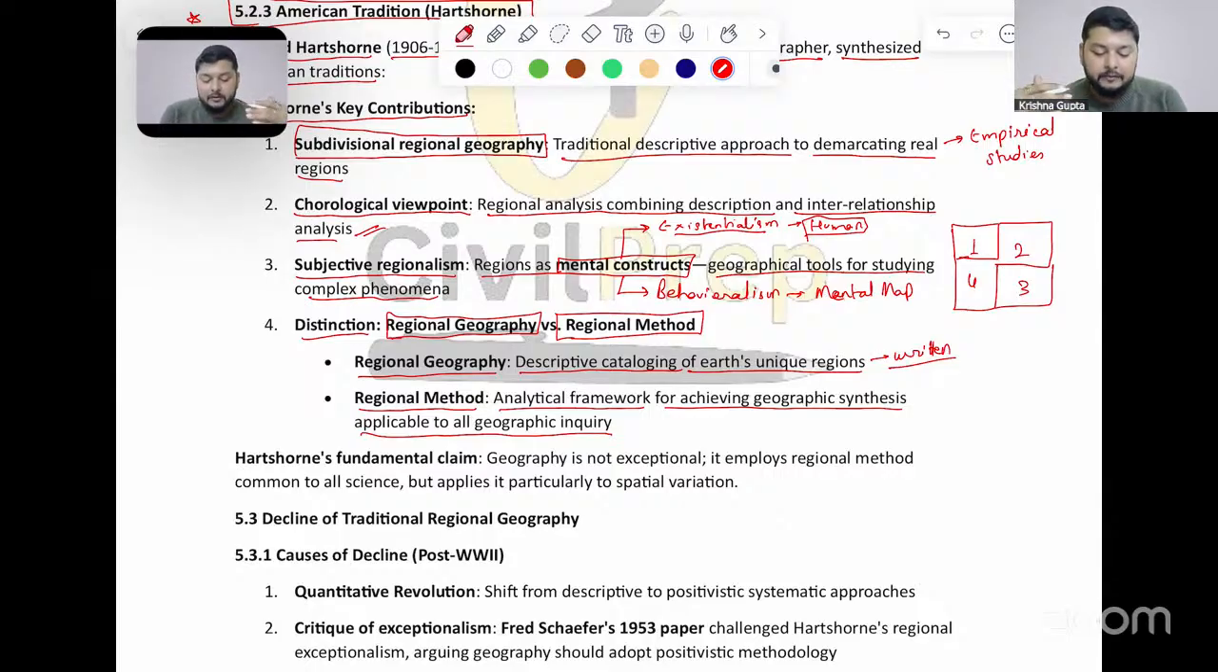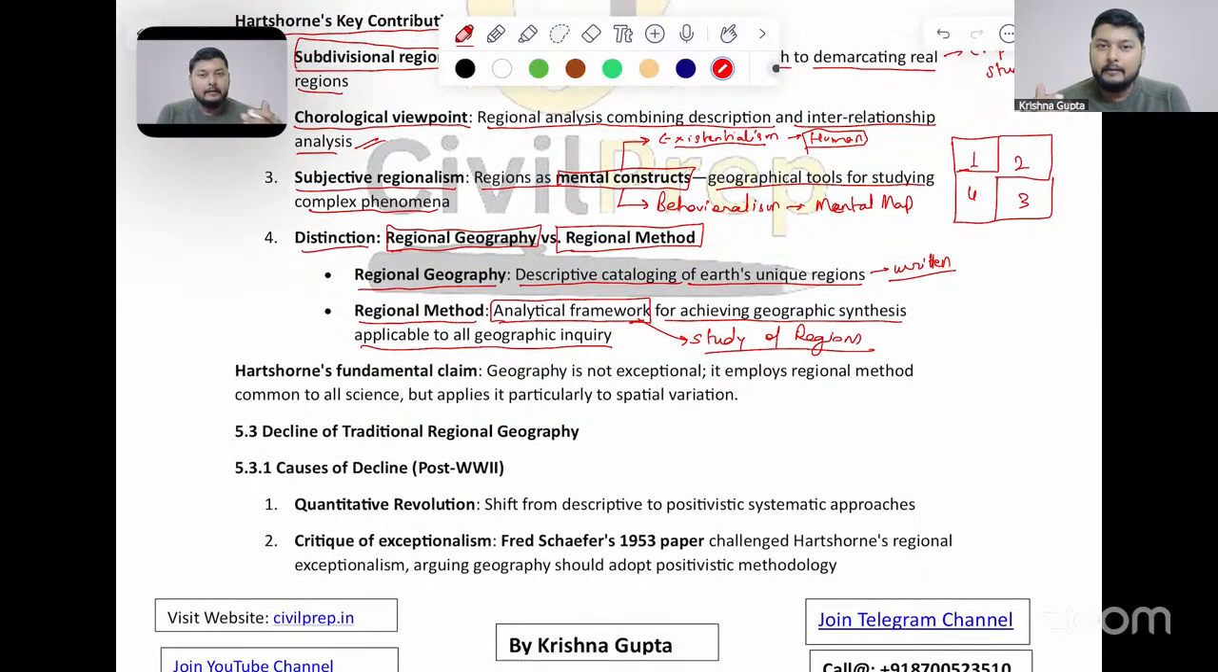So under this part, whatever the regional geography was, which was given by Hettner, and before him Richthofen, it was changed here. The approach was changed by Hartshorne, where he started to use the analytical framework in the study of regions. The study of regions was made quite analytical by the work of Hartshorne. So Hartshorne's fundamental claim was that geography is not exceptional. Okay, here Hartshorne is saying a very important part: geography is not exceptional. It employs the regional method common to all science, but applies it particularly to spatial variation.